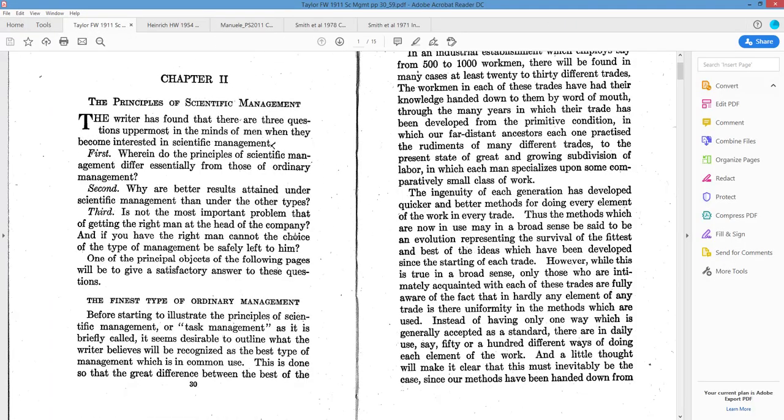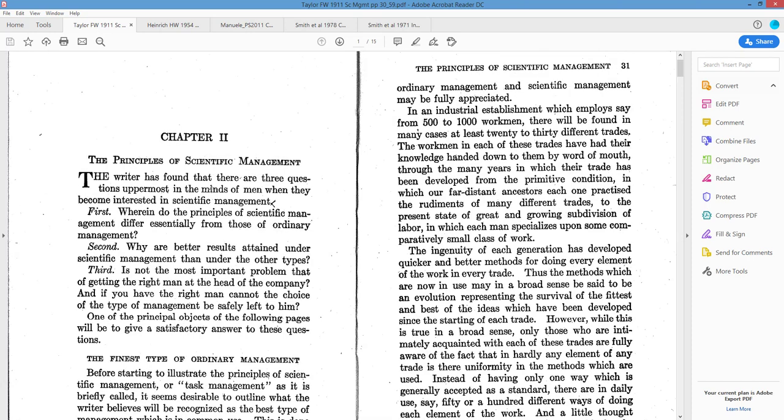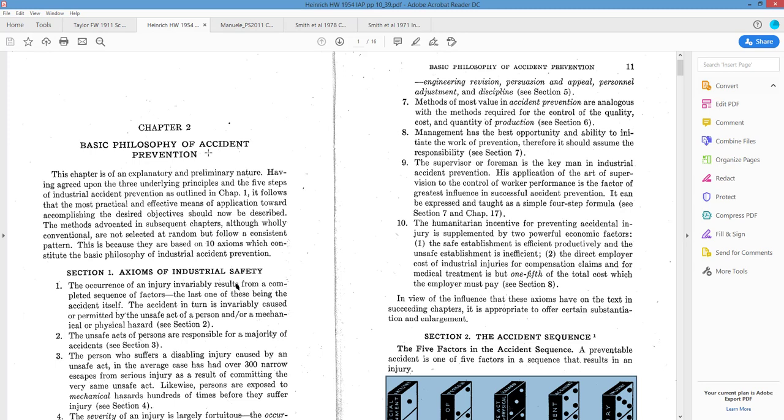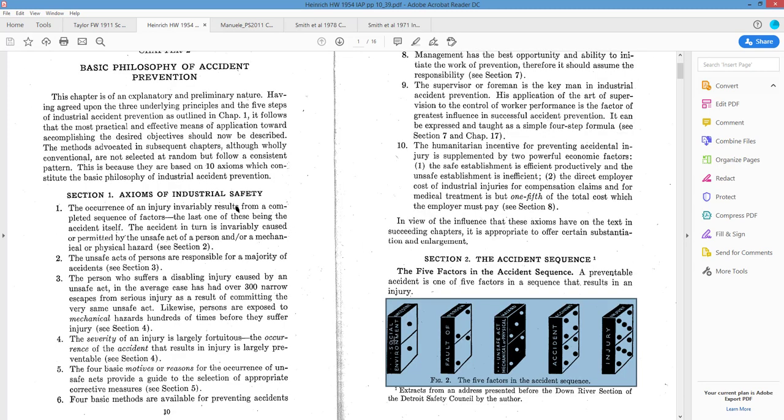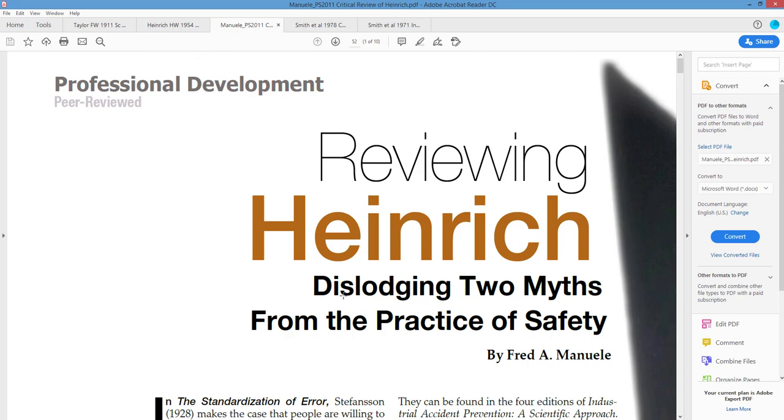As you can see, it was double, so one page was actually counted as 2 page numbers. I reviewed that for you. Here's Heinrich's chapter 2. See, I took that picture and put it on there. Here are the axioms of safety, and you can breeze through these if you want to.